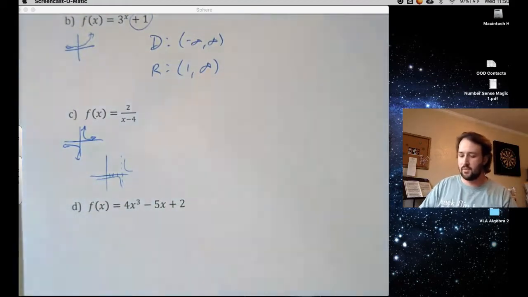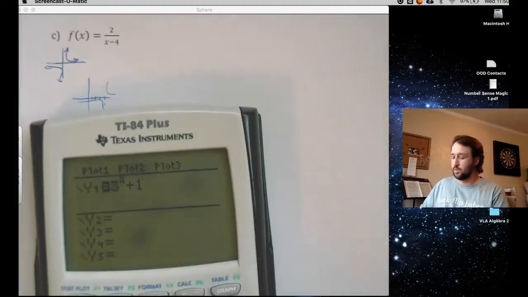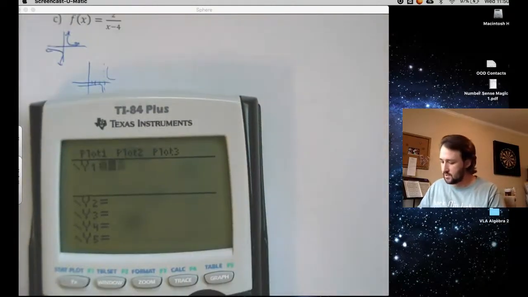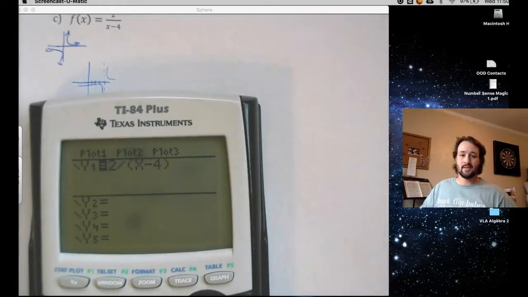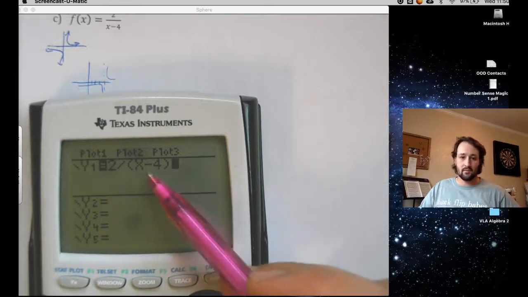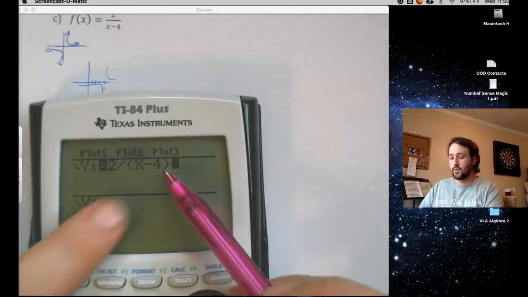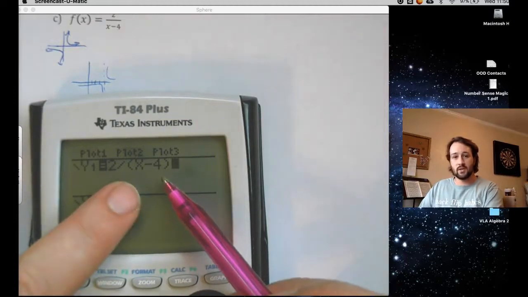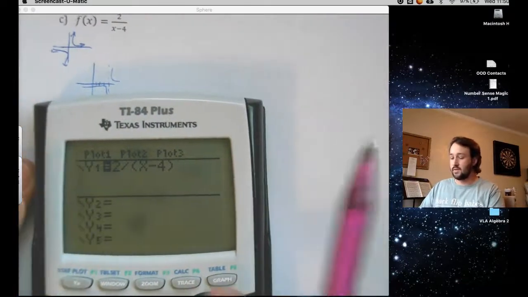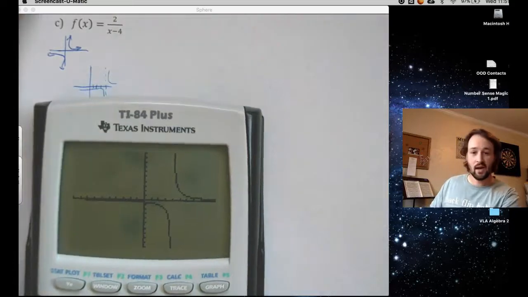But if you don't believe me, put it in your calculator. So here, just be careful typing it in. We have 2 divided by. Now I'm going to put parentheses around the x minus 4 so that the 2 is being divided by both x and minus 4. So 2 over x minus 4, put the parentheses such that your x minus 4 stays in the denominator. So if I look at the graph, well, it's exactly like Mr. Blake said. Oh my gosh.